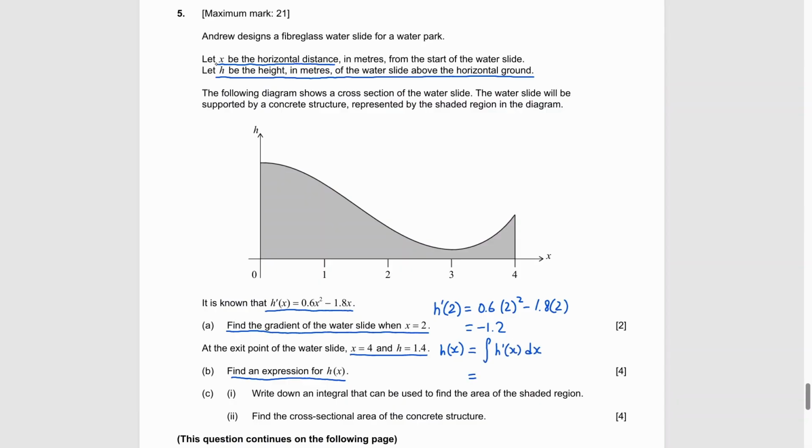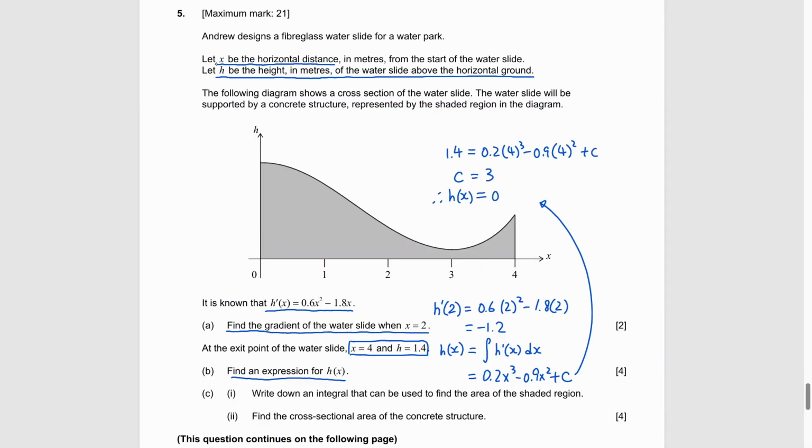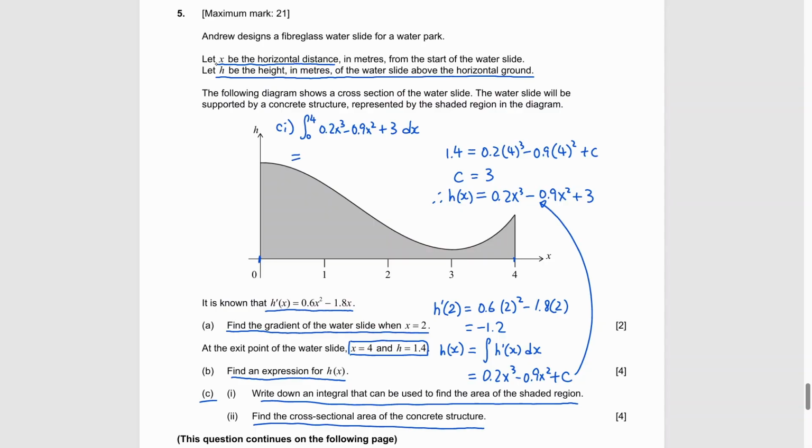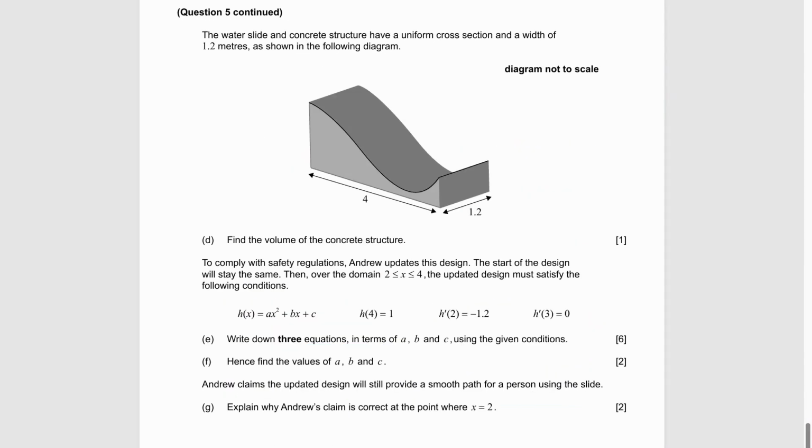To do this, we integrate h prime of x. Since we know that when x equals 4, h equals 1.4, we can substitute this into the equation to solve for the constant c. For part C, we want the area of the shaded region. That means integrating the function h from 0 to 4. The result is 5.6.